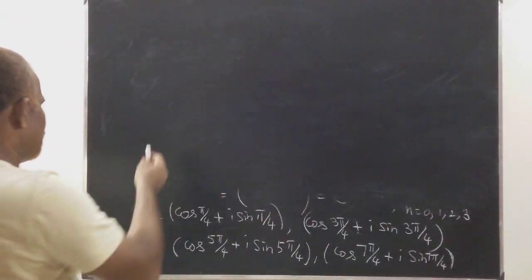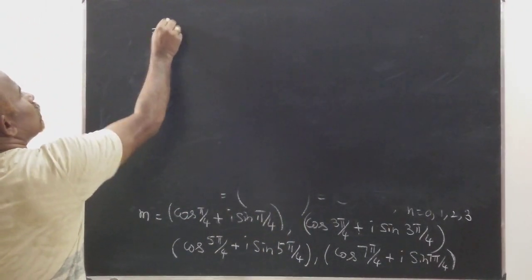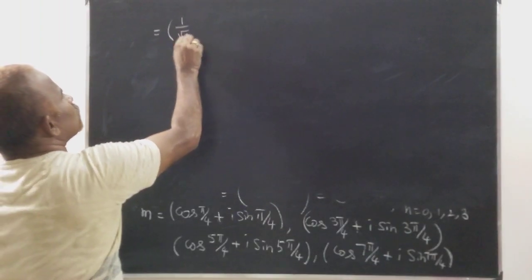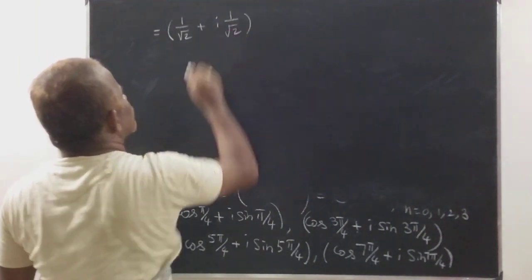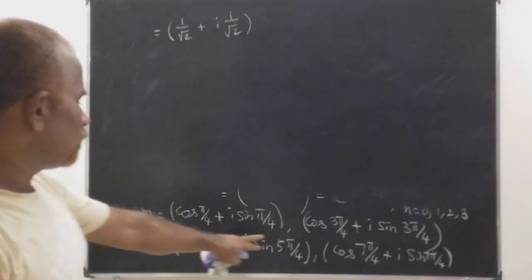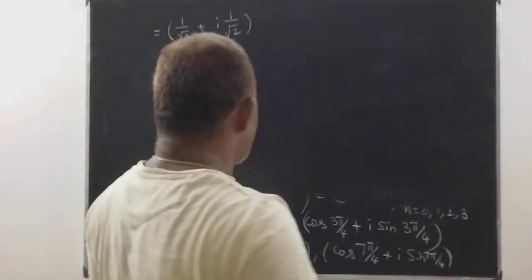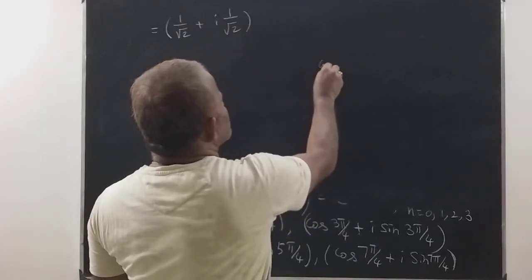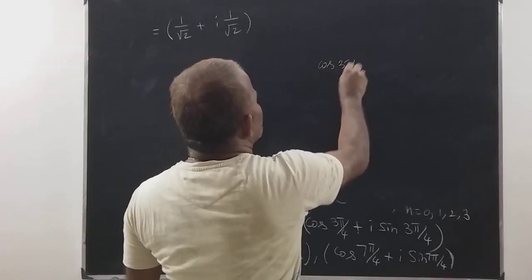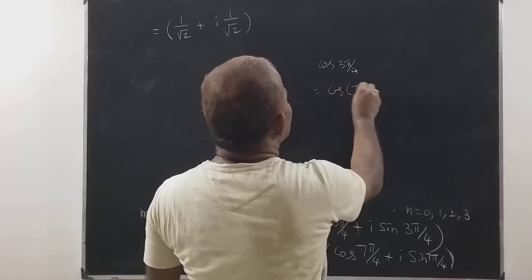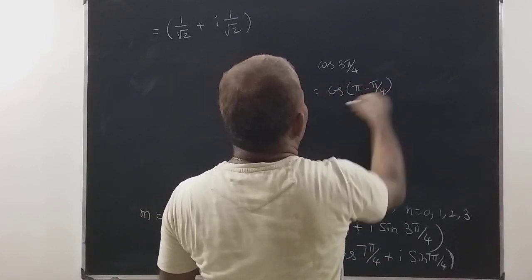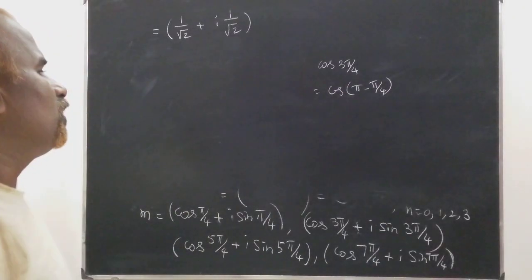Now cos pi/4, we know, is 1 by square root of 2, and sin pi/4 is also 1 by square root of 2. Cos 3 pi/4 is equal to cos (pi - pi/4).